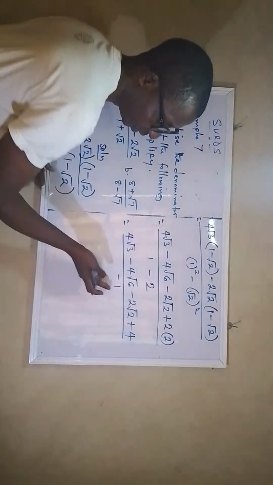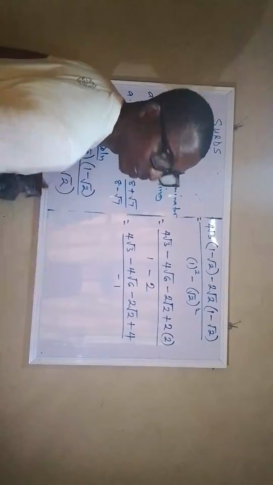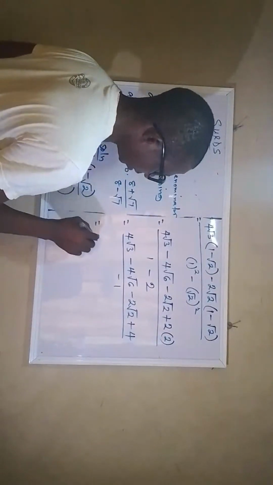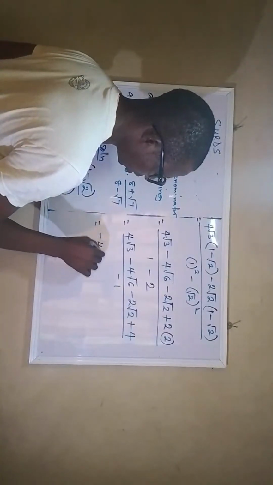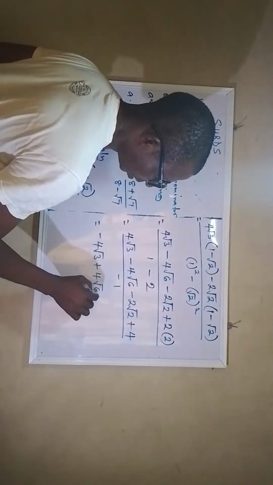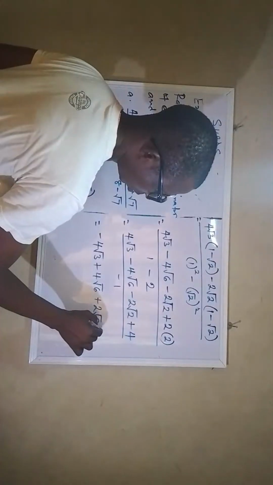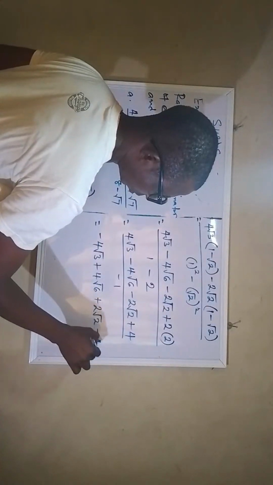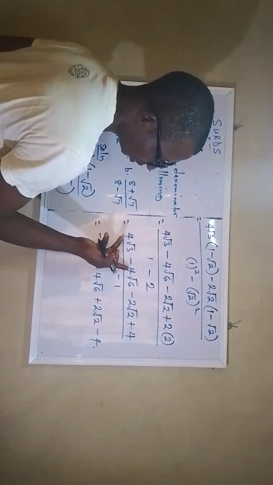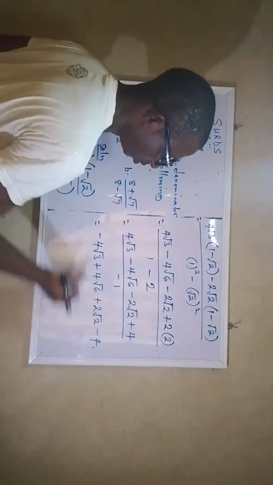So doing this, instead of me writing fraction, I'll just multiply everything here by minus 1. So that means my final answer is going to be minus 4 square root of 3 plus 4 square root of 6, plus 2 square root of 2 minus 4. See, the sign changes to negative. This changes to positive, to negative. So this is going to be the answer.